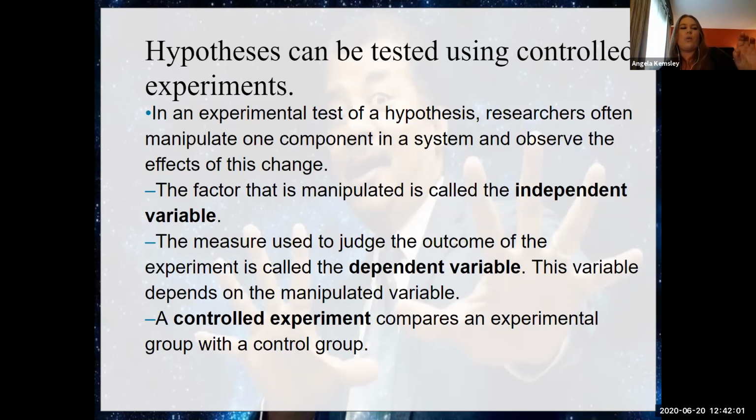Now, we're manipulating that independent variable, and we are trying to see if that's going to change the other variable, right? Cause and effect. It's going to affect the other variable. That other variable we call the dependent variable. So this is the variable that depends on the manipulated variable. So in our example, the dependent variable would be your grade.